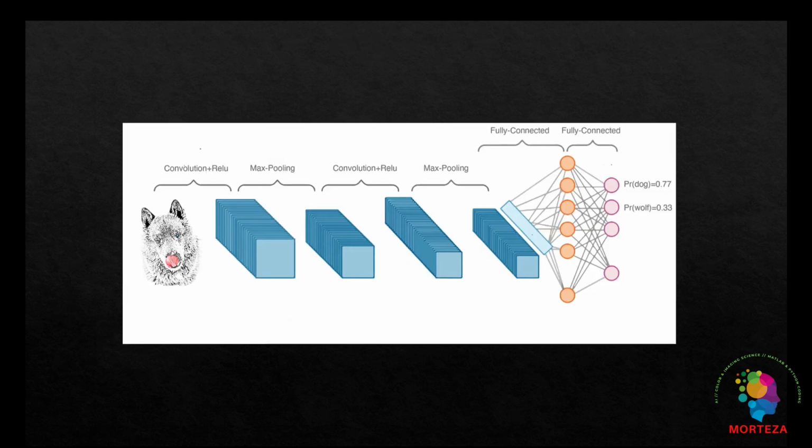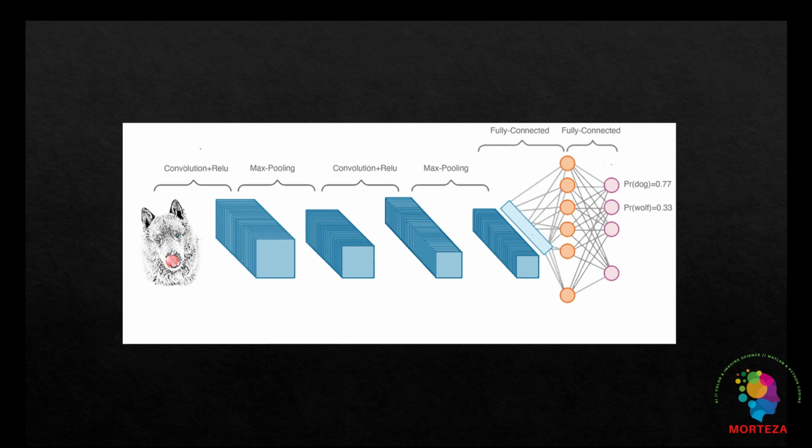A CNN consists of multiple layers, including convolutional layers, pooling layers, and fully connected layers. The convolutional layers apply filters to the input images to create feature maps, which highlight various aspects like edges, textures, and shapes. Pooling layers reduce the dimensionality of these feature maps, making the model more efficient and robust to variations in the input data. Finally, fully connected layers take the high-level features extracted by the convolutional and pooling layers and use them to make the final classification decision.